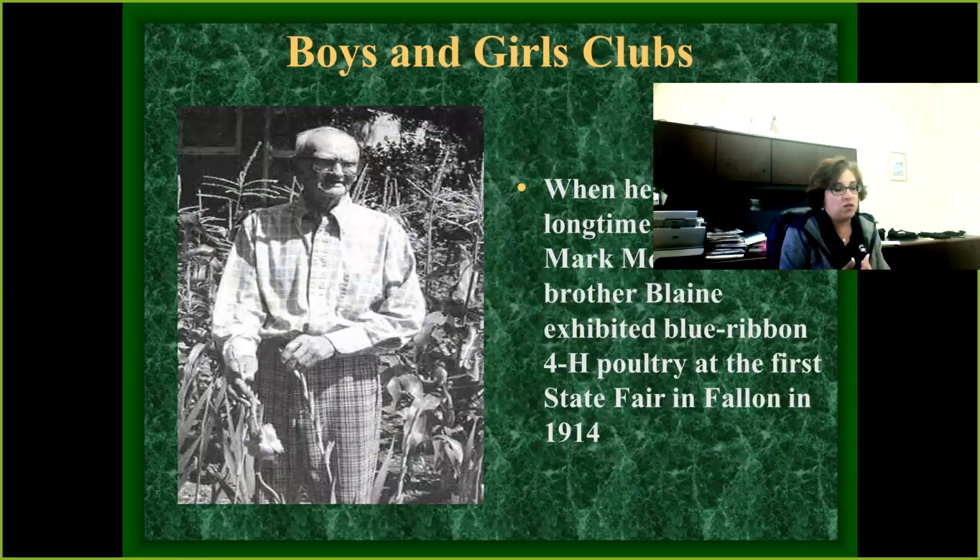And we also had an Elko agent, Mark Menke, and his brother Blaine. They had exhibited blue ribbon poultry at the first state fair that was held in Fallon in 1914 as well. So that's one of our 4-Hers that went on to become an extension professional.